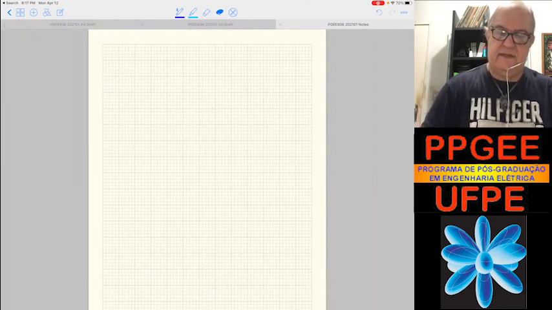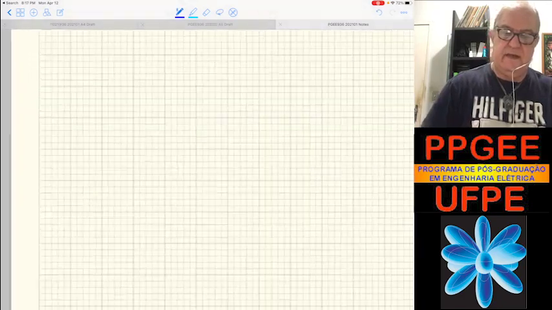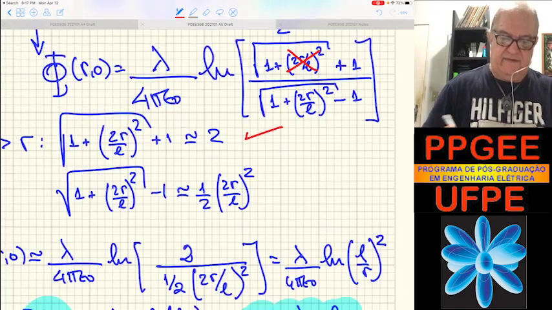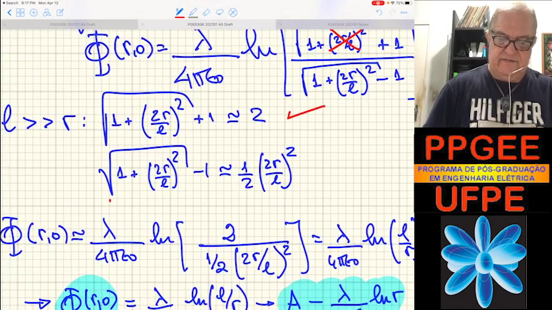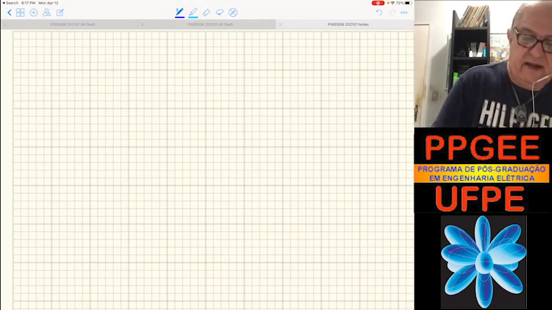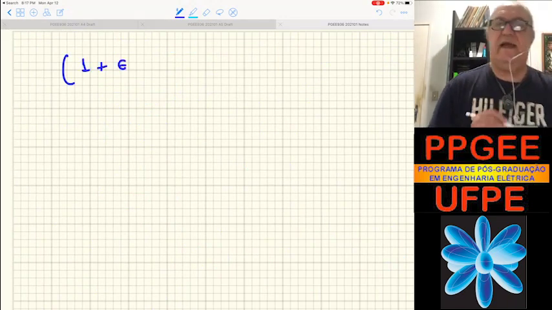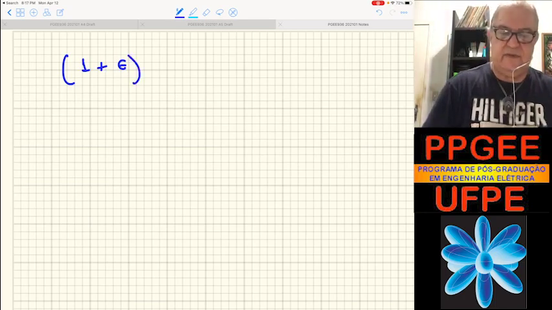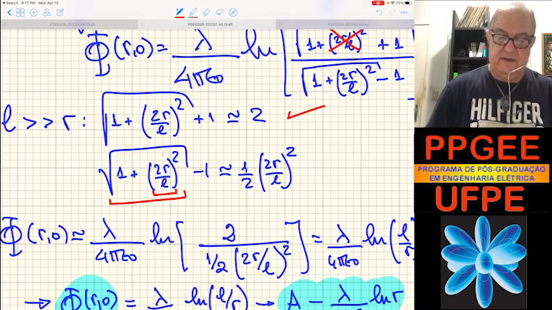Okay, I think we have some space there. So look at that, we have this function here, right? Small value of this parameter. So we have 1 plus epsilon, where epsilon is a small number, to the power of 1/2. That's the function we have here.